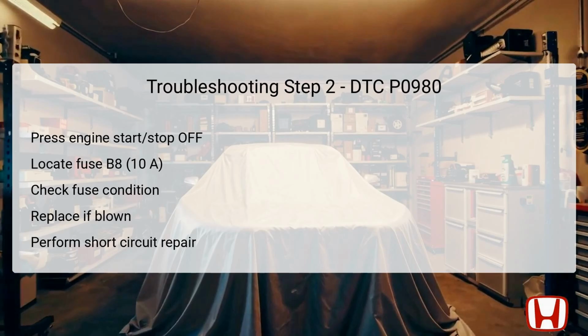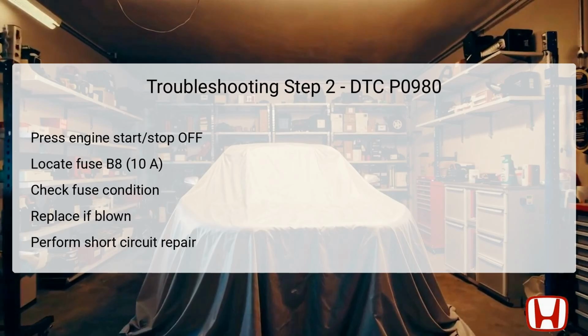The second step involves checking the electrical supply, specifically inspecting the fuse related to the Shift Solenoid Valve C. First, press the engine start-stop button to select the off mode, ensuring all systems are powered down. Next, locate fuse number B8, rated at 10A, situated within the underdash fuse relay box. This fuse is critical as it supplies power to the solenoid. Thus, checking its condition is essential.